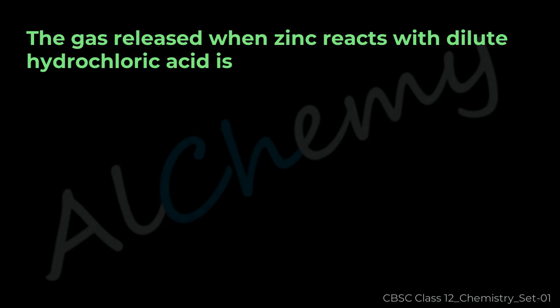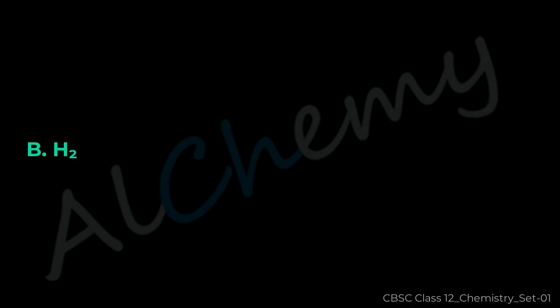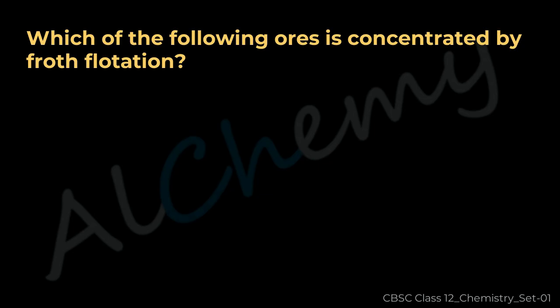PHBV. Question 23. The gas released when zinc reacts with dilute hydrochloric acid is A. O2, B. H2, C. Cl2, D. CO2. The correct answer is B. H2.